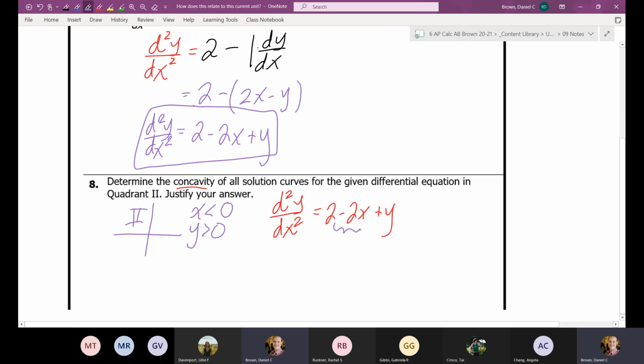X is negative, so we always know that in the second quadrant, x is negative and y would be positive. So if I'm looking at this second derivative, we have 2, a positive number. What would minus 2x become? Positive. X is negative, so that would become positive. Plus a y, where if we're in the second quadrant, what is y? Positive. So basically, what is the second derivative in quadrant 2 always? The second derivative is positive, so the graph is concave up.